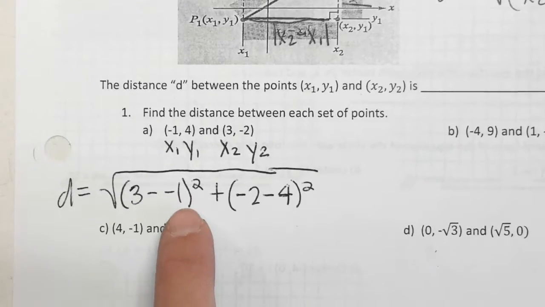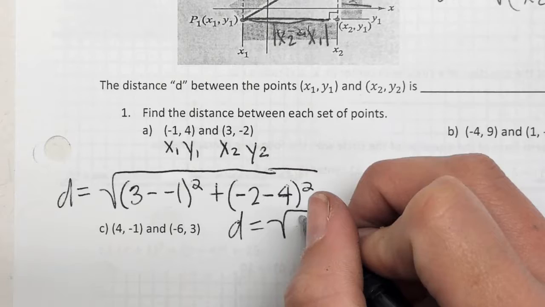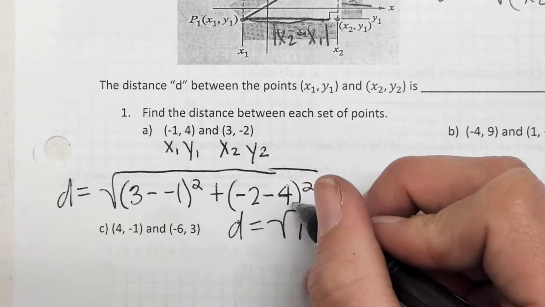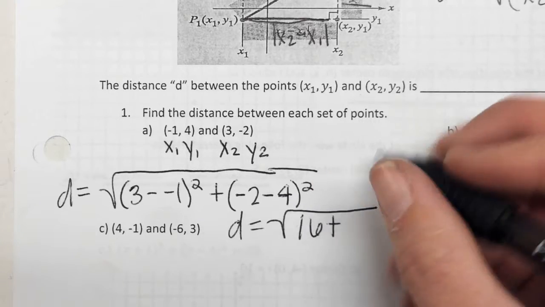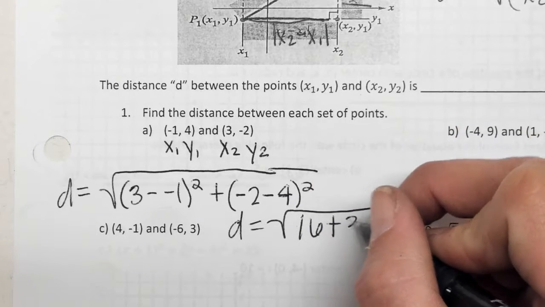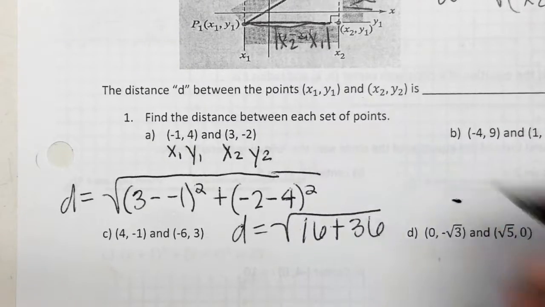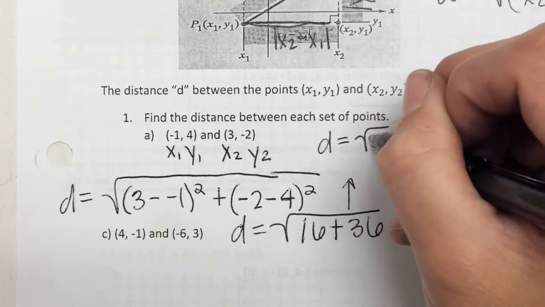So 3 minus negative 1 is going to give us what? 4 squared is? 16. Good. Negative 2 minus 4 is what? Negative 6 squared? 36. Very good. So 16 plus 36 is going to give us what? Square root of 52.